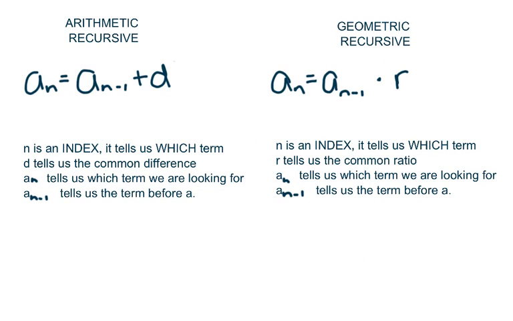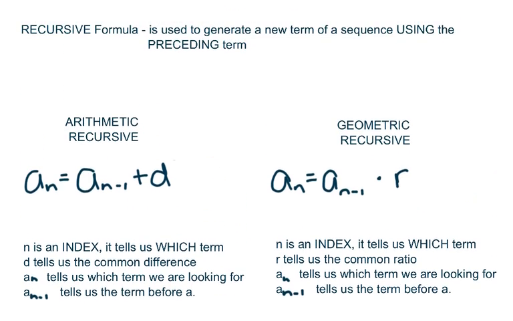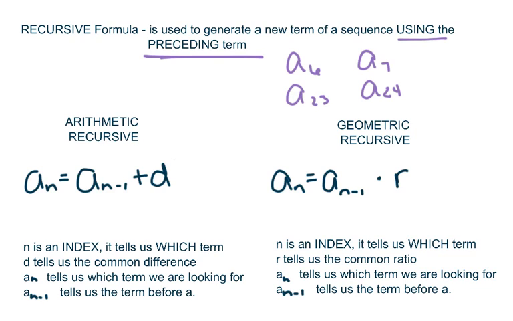Then we have recursive formulas. a of n equals a of n minus 1 plus d. And a of n equals a of n minus 1 times r. The difference between explicit and recursive formulas is that a recursive formula is used to generate a new term of the sequence, but it uses the preceding term. That means I can't find a of 7 until I know a of 6. I can't find a of 24 until I have figured out a of 23. So the preceding term is the one right before it.